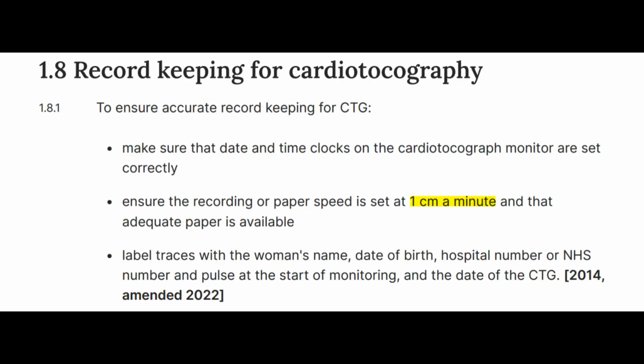Record keeping for cardiotocography. To ensure accurate record keeping for CTG, make sure that date and time clocks on the cardiotocograph monitor are set correctly. Ensure the recording or paper speed is set at 1 centimeter a minute and that adequate paper is available. Label traces with the woman's name, date of birth, hospital number or NHS number and pulse at the start of monitoring and the date of the CTG.